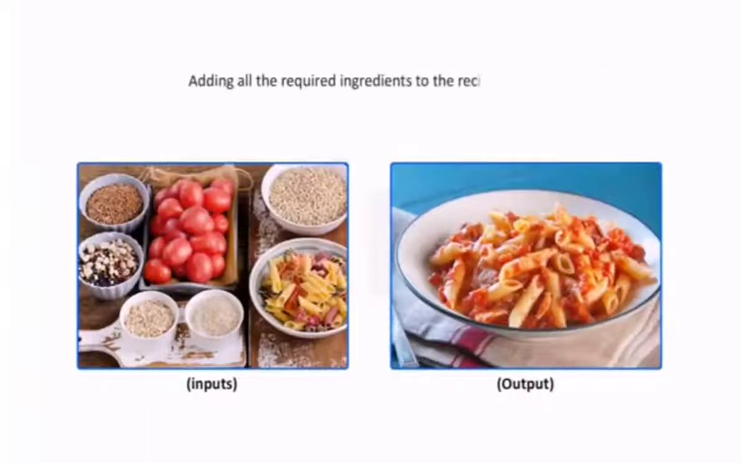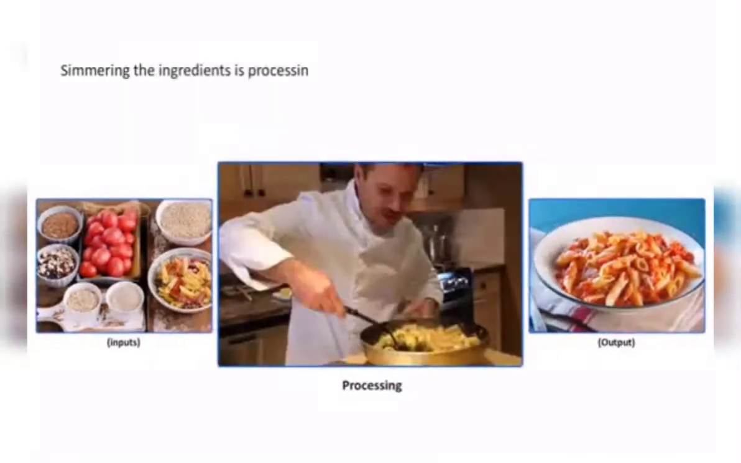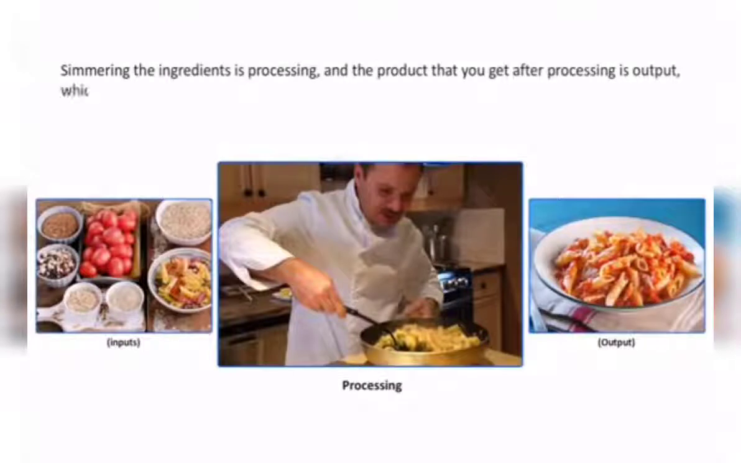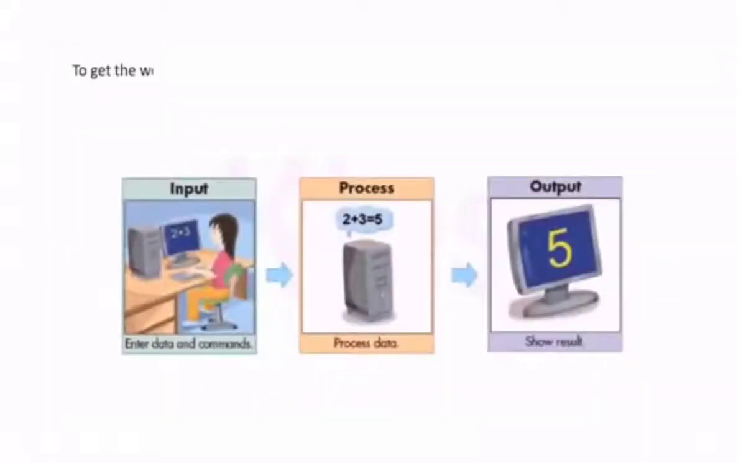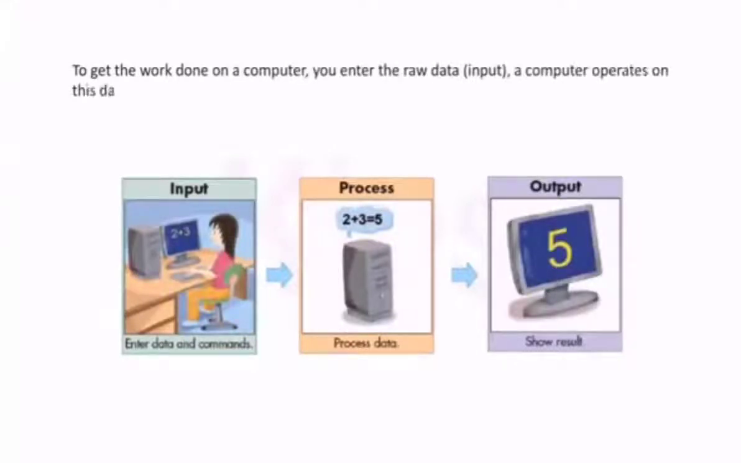Adding all the required ingredients to the recipe is input, right? Simmering the ingredients is processing, and the product that you get after processing is output, which is our pasta in our case. Likewise, the computer also works in 3 stages. To get the work done on a computer, you enter the raw data, input. A computer operates on the data, that is processing, and the desired result is obtained, that is output, right?